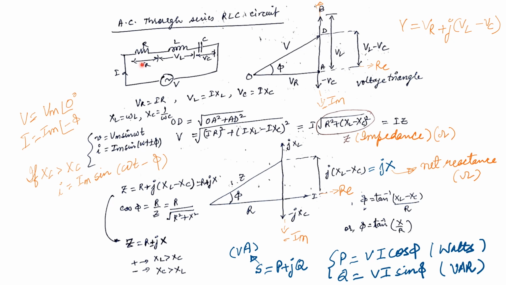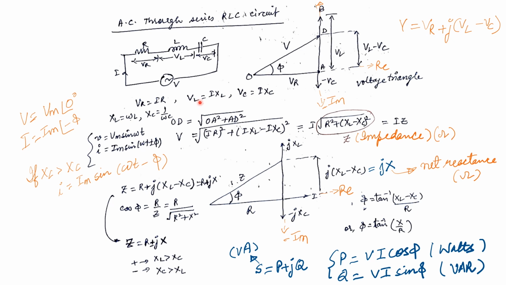Now we have connected all the three passive elements R, L and C in series, and they are connected across an AC supply of RMS voltage V. This is the RMS current I. The voltage drop across resistance is VR and it is given as IR. This is in phase with I.